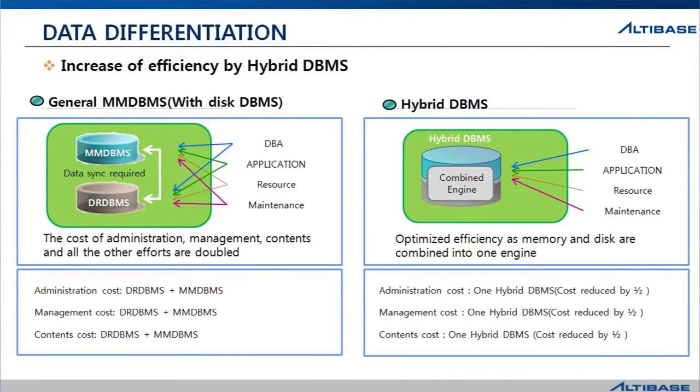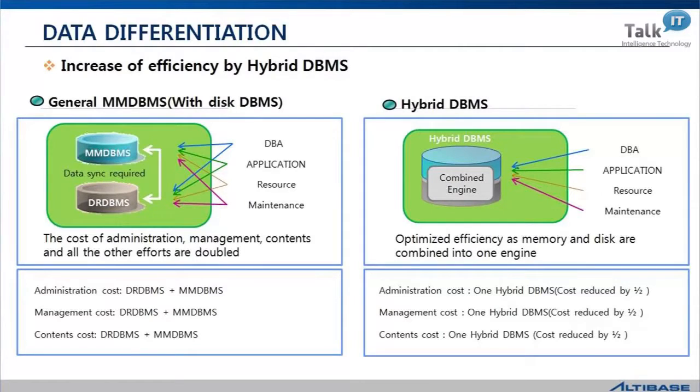Now we're going to look at what effect data differentiation brings. When an in-memory DBMS and a disk DBMS are used simultaneously, the cost of DBA, application, resource, and maintenance would be doubled. And because they are using two different DBMSs, the data has to be synchronized. So there's a data synchronization issue between the two databases.